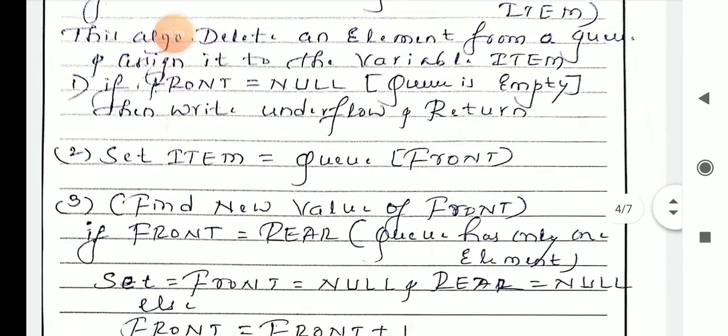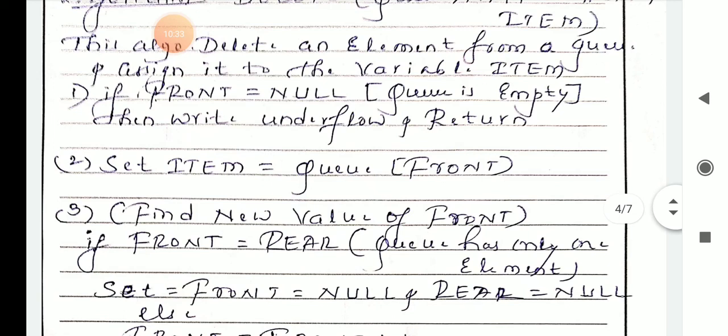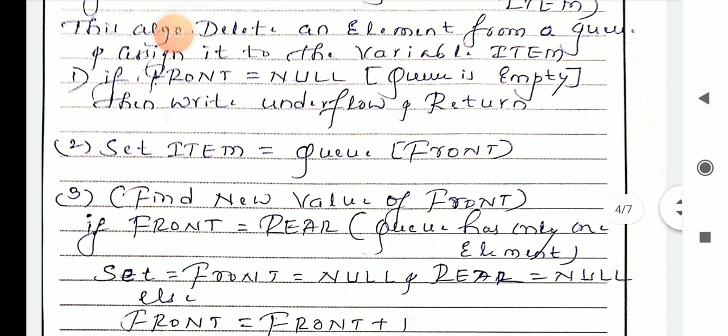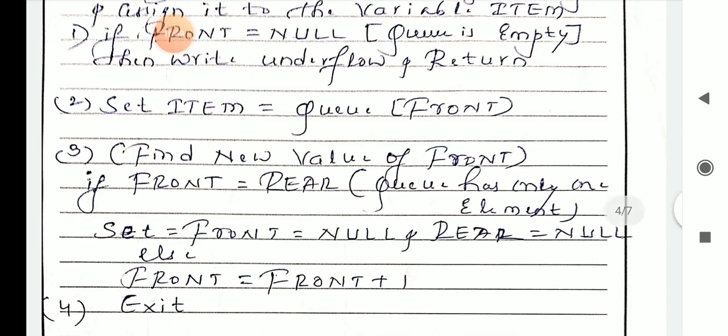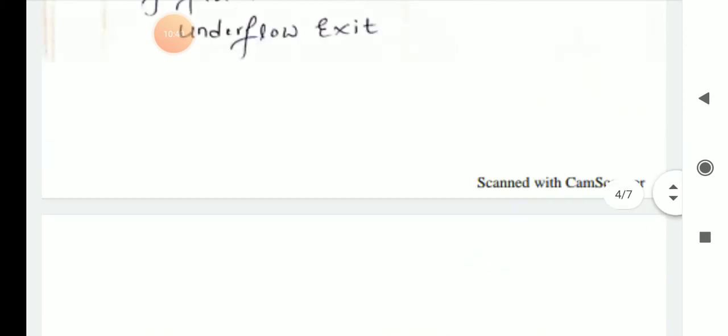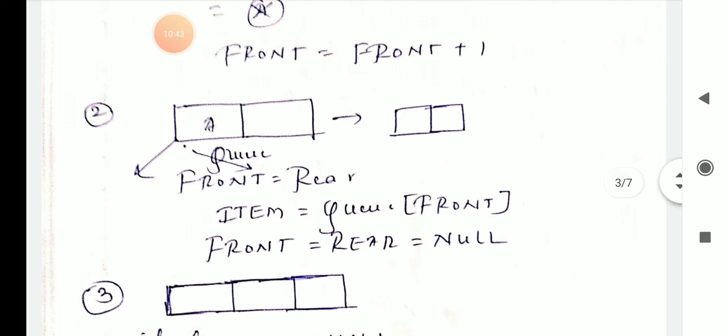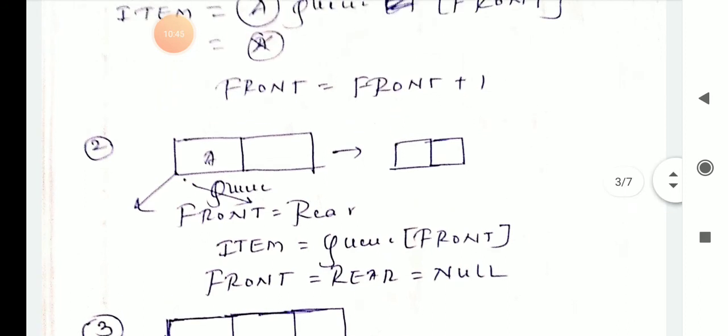Second one, set item is equal to queue, that is the front. So first you are having A. That is the one atom you are having in that queue. You are having A and some null. Okay. So that is the new value of that item.